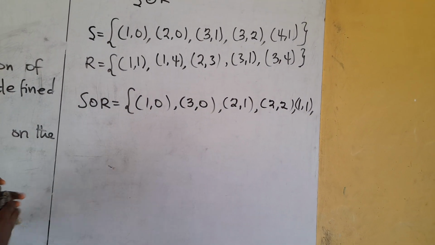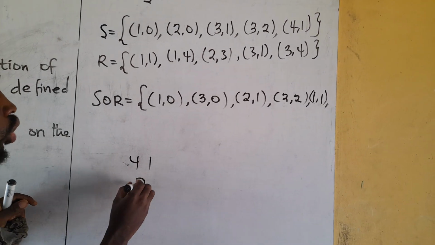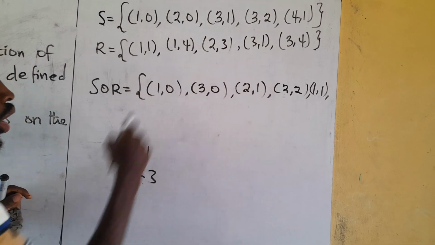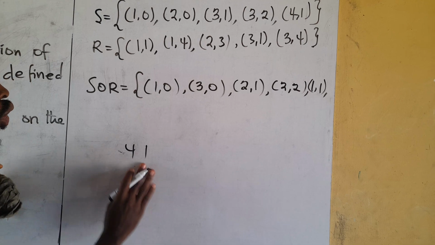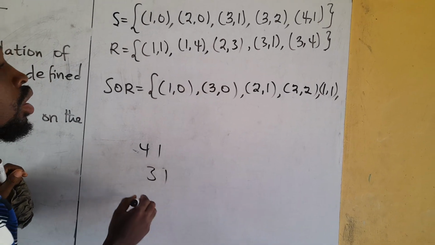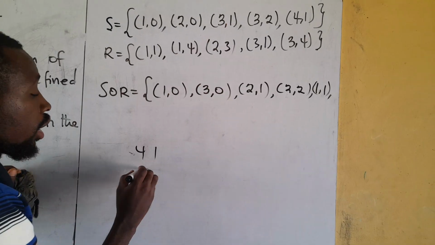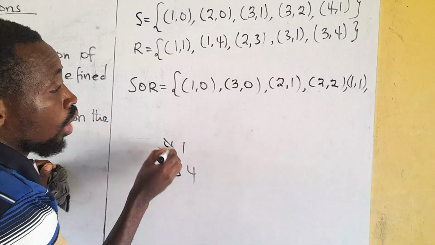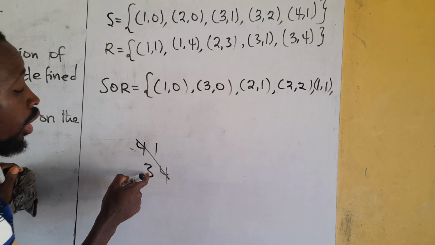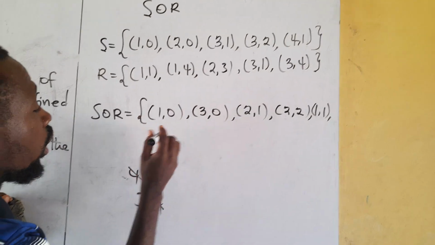Still on 4 1. 4 1 against 2 3 now. 4 1 against this 2 3. We can have such corresponding. 4 1 against 3 1. This 4 against this 3 1. We can have such corresponding. Then 4 1 against 3 4. You see that we will have such corresponding. And we'll have the other pair 3 1 as one of them.